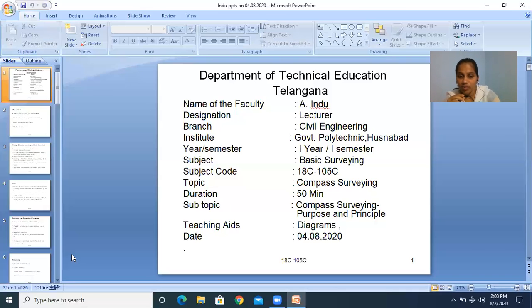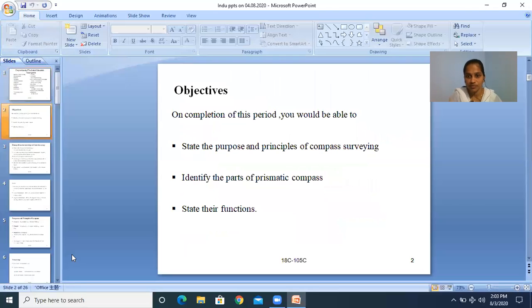Today about compass surveying, we are going to discuss the purpose and principle of compass surveying. What is the purpose of using compass surveying, why we are using it, and what is the principle involved in it? Today we will learn. Can I start?